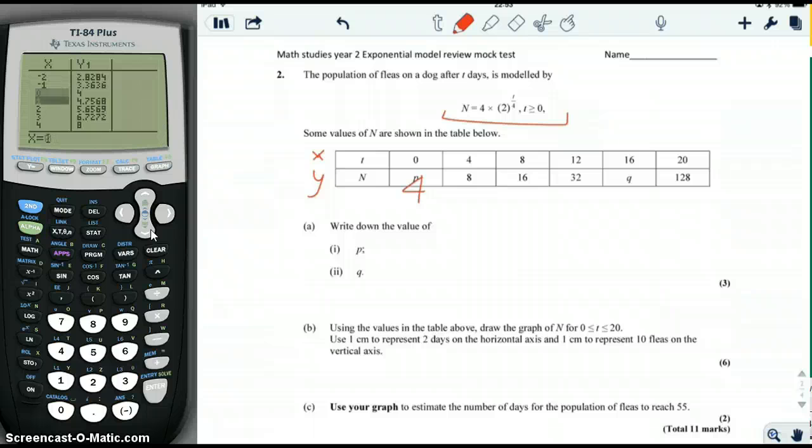So let's try to go down a little bit more. Let's see, 8 comma 16, yeah, that's true too. 12 comma 32, yeah, that's true too. What about 16? I bet it's going to be 64. There it is, 16 comma 64. Okay, we already got that answer. 20 comma 128. Okay, so we got all the points just by putting that in. How easy can you get, right? Write down the value of p and q. Well, p is 4, q is 64, and we just got that by putting this function into the calculator.